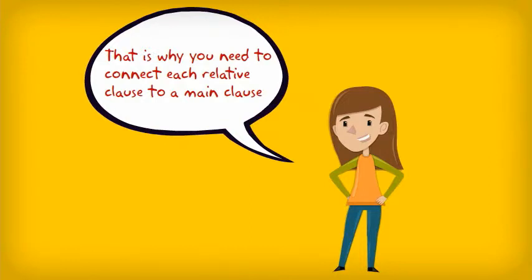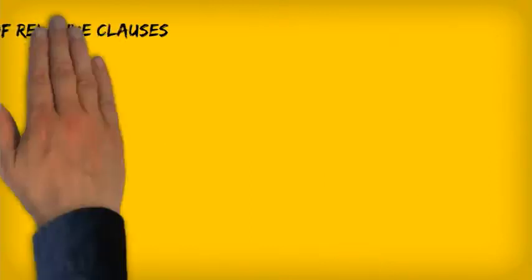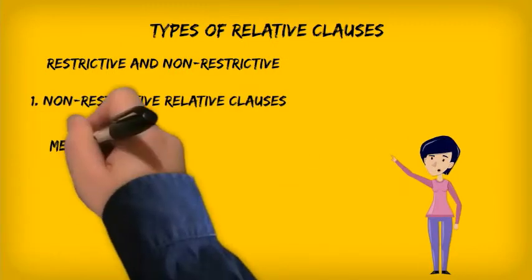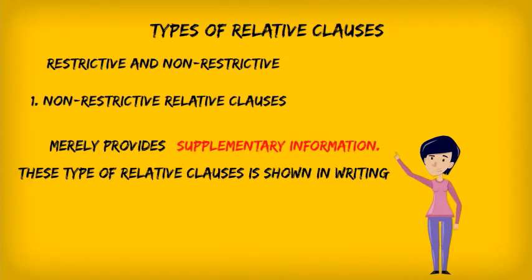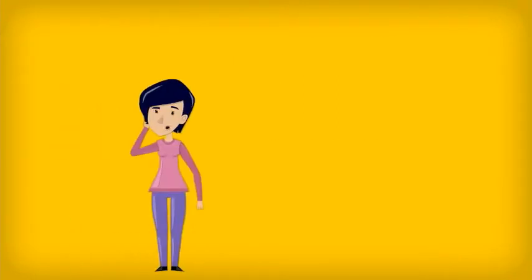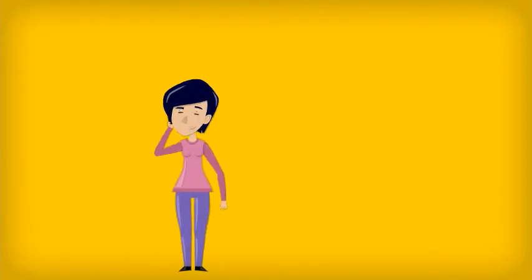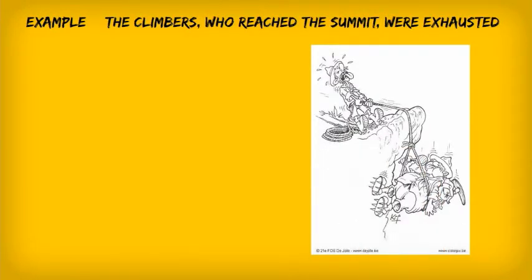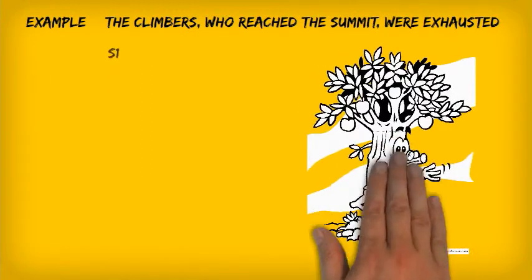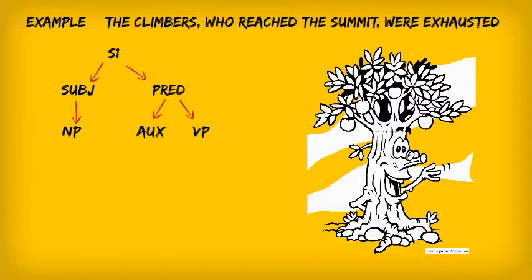Types of relative clauses. Non-restricted relative clauses. They provide supplementary information. This type of relative clause is shown in writing by commas. Now let's examine the mapping rules for a sentence containing a non-restricted relative clause. The climbers reached the summit were exhausted. In this sentence, the climbers is substituted by who.